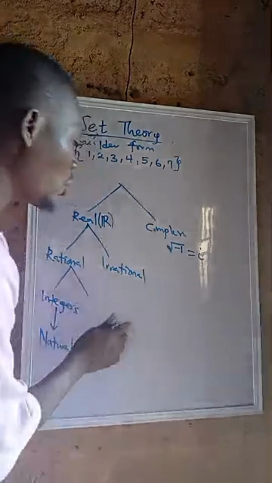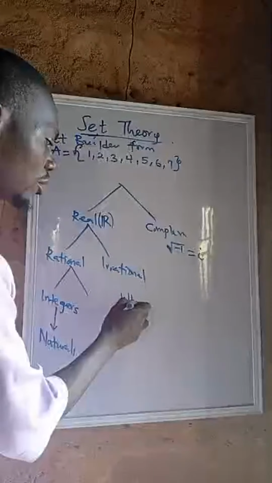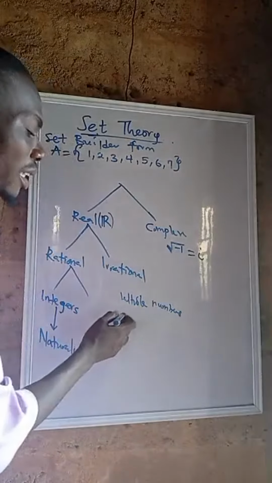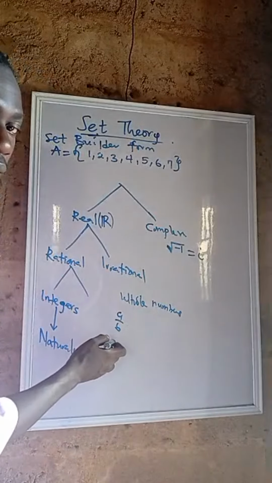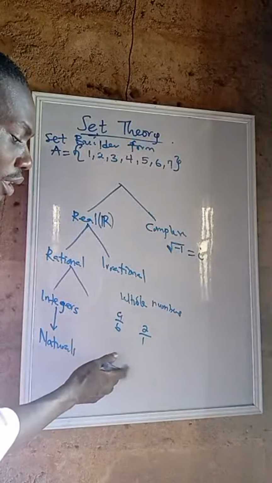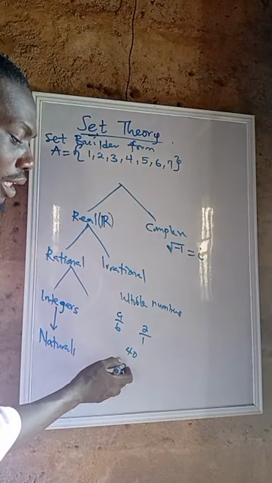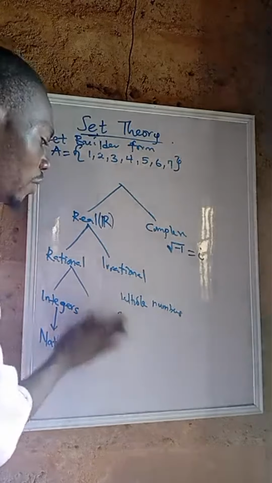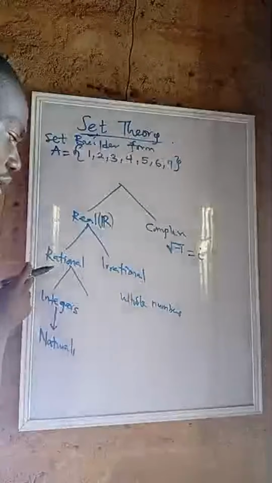So all whole numbers can be expressed in the form of a over b. Just like you have 2. 2 can be written as 2 over 1. Say 40, you can say 40 over 1. So it can be written in the form of a over b. So all whole numbers are rational.